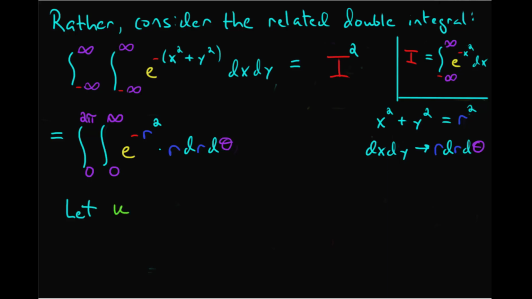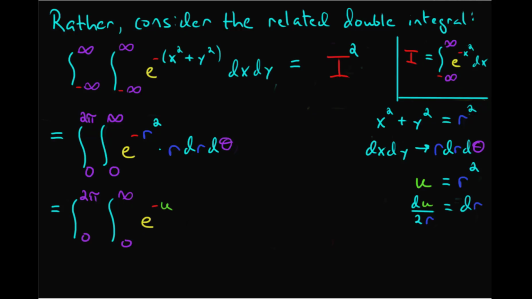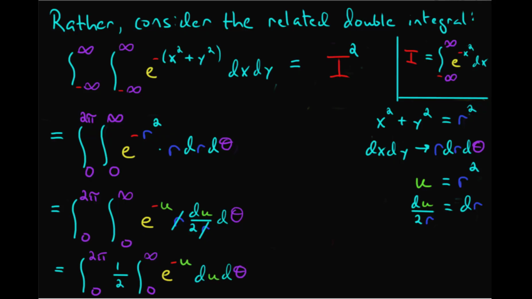Now, why is writing the double integral in polar coordinates such a great idea? Because it allows us to make the following u substitution. We're going to let u equal r squared. Then we have that du dr equals 2r, or du over 2r equals dr. Then the integrand becomes e to the negative u times r times du over 2r d theta, and the r's cancel. Well, that's kind of awesome, because now I have that this expression equals the integral from 0 to 2 pi of, just pulling out that 1 over 2 factor, 1/2 times the integral from 0 to infinity of e to the negative u du d theta.